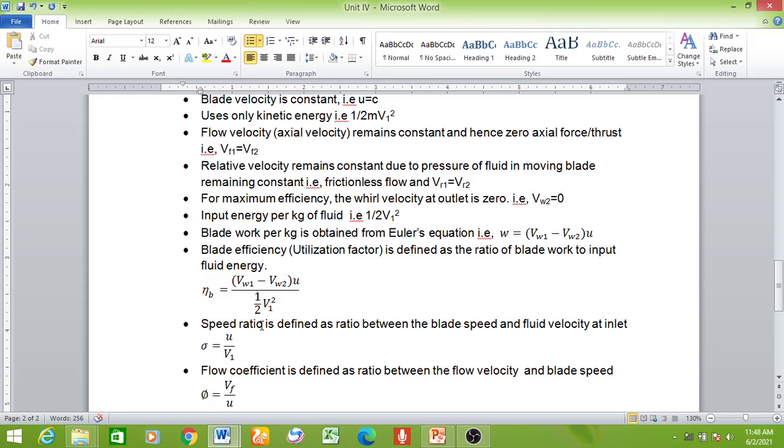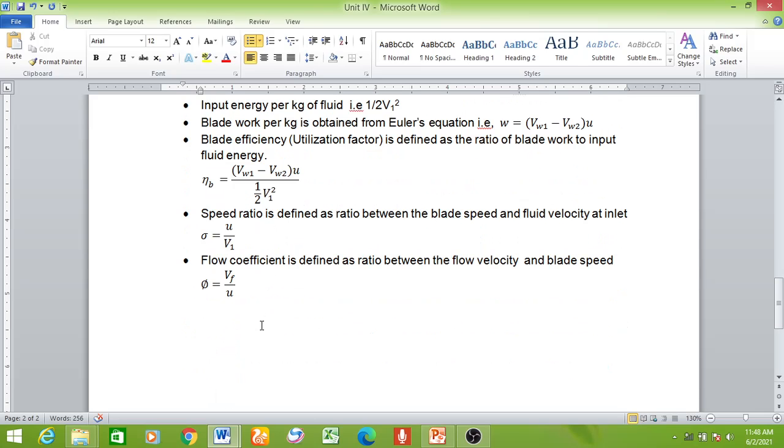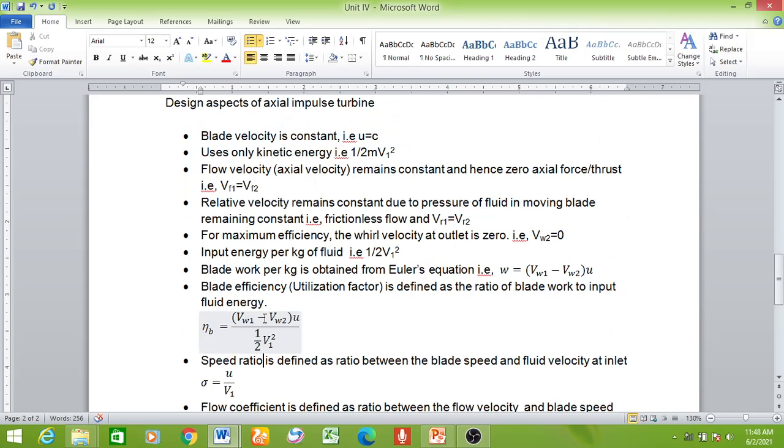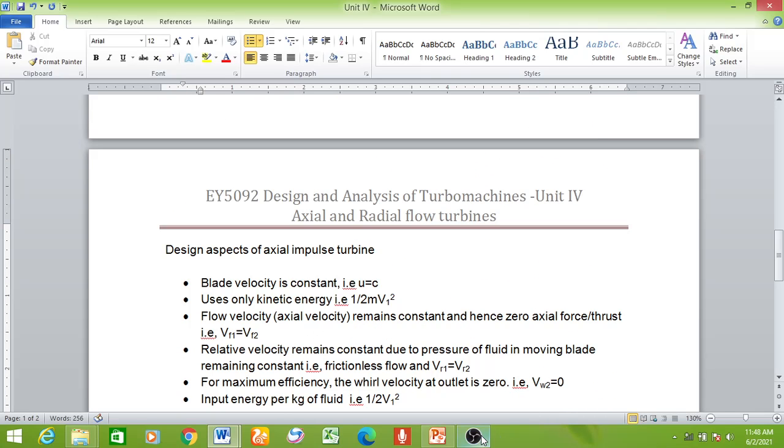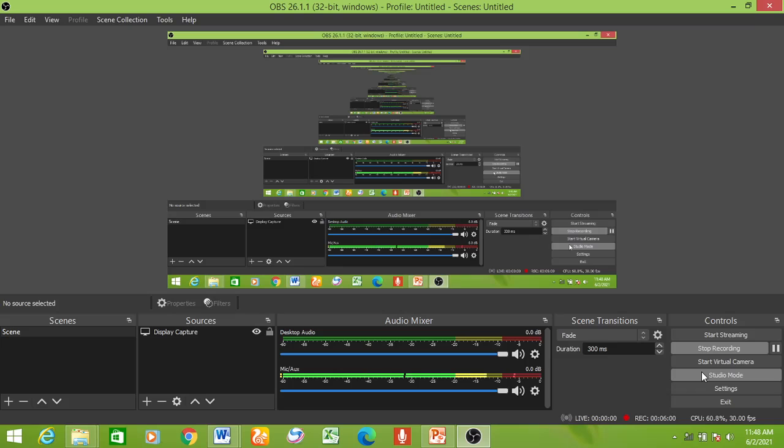Speed ratio is defined as the ratio between the blade speed and the jet speed V1, or absolute velocity V1 at inlet, and the flow coefficient is defined as the ratio between the flow velocity and the blade velocity. So I will stop here, and we shall resume in the next class upon the details of further analysis of axial flow turbines.